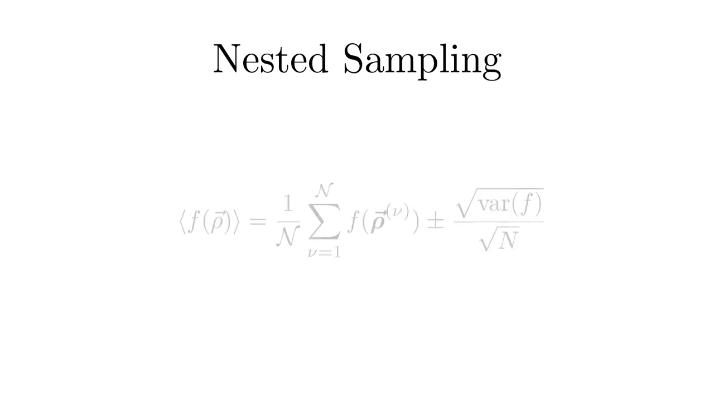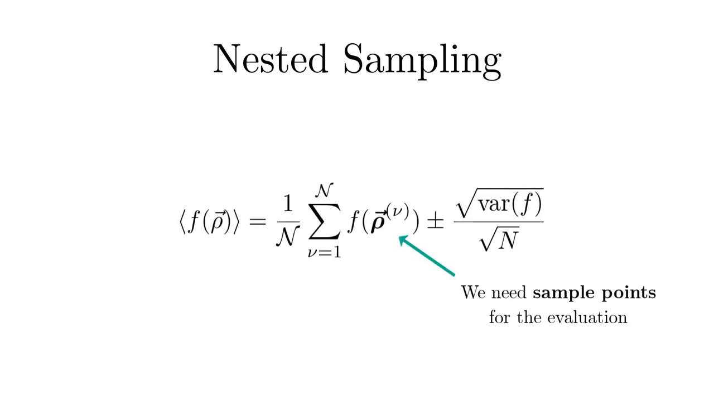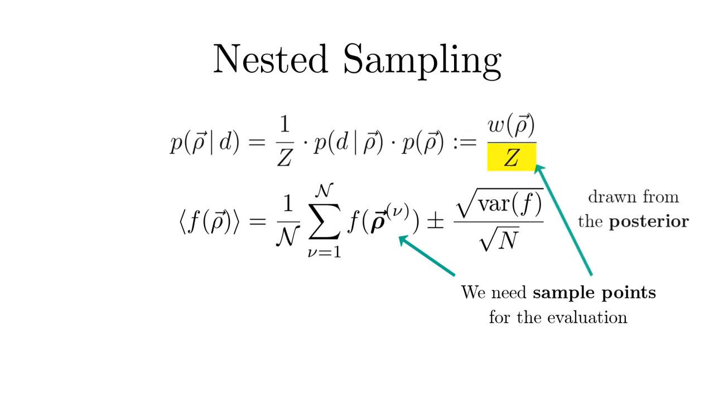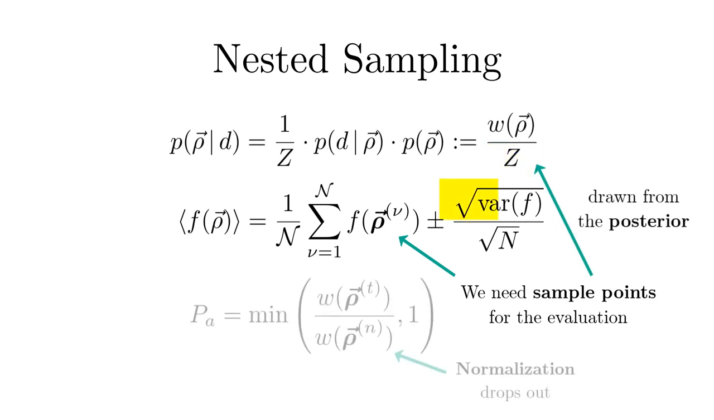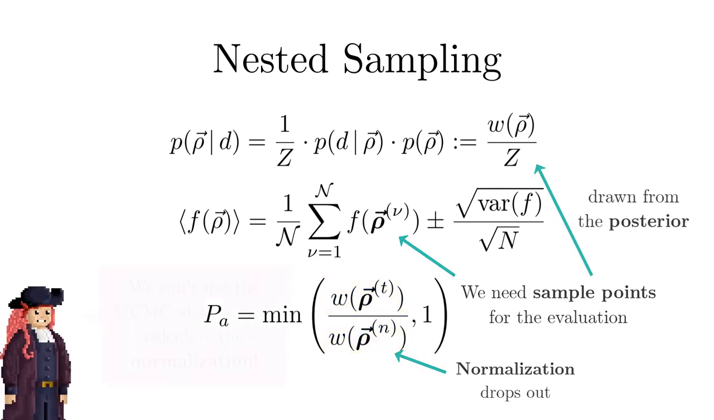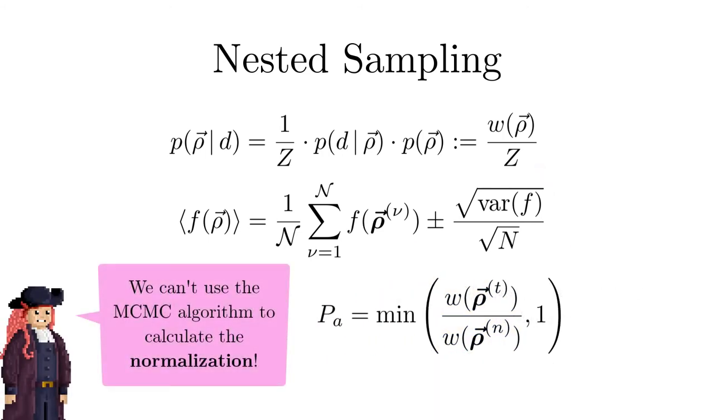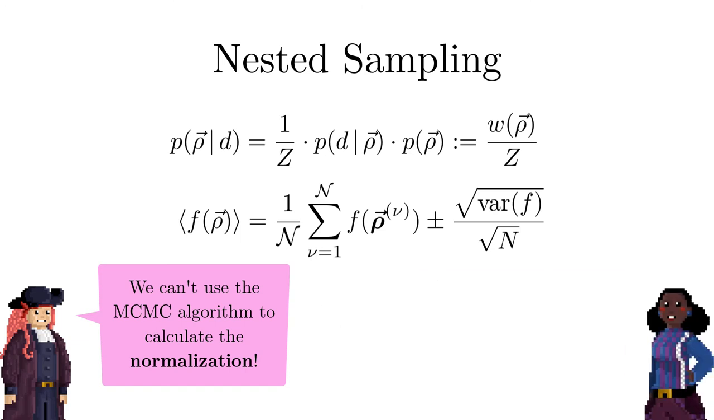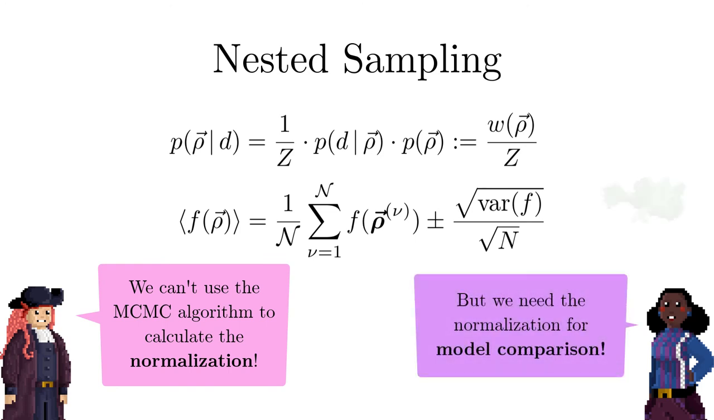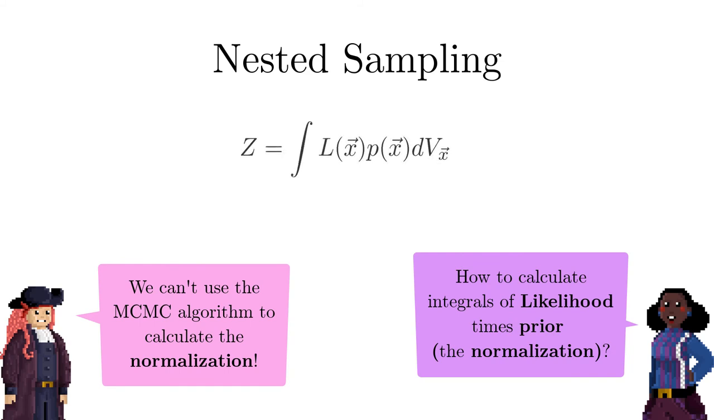We have seen that for the evaluation of mean values, we do not need the normalization of the posterior as it drops out in the acceptance probability. For that reason, the MCMC algorithms cannot be used to compute the normalization. But for many problems, it is of central importance, for instance, for model comparison as outlined earlier. So we need a different tool to compute high-dimensional integrals over likelihood times prior.